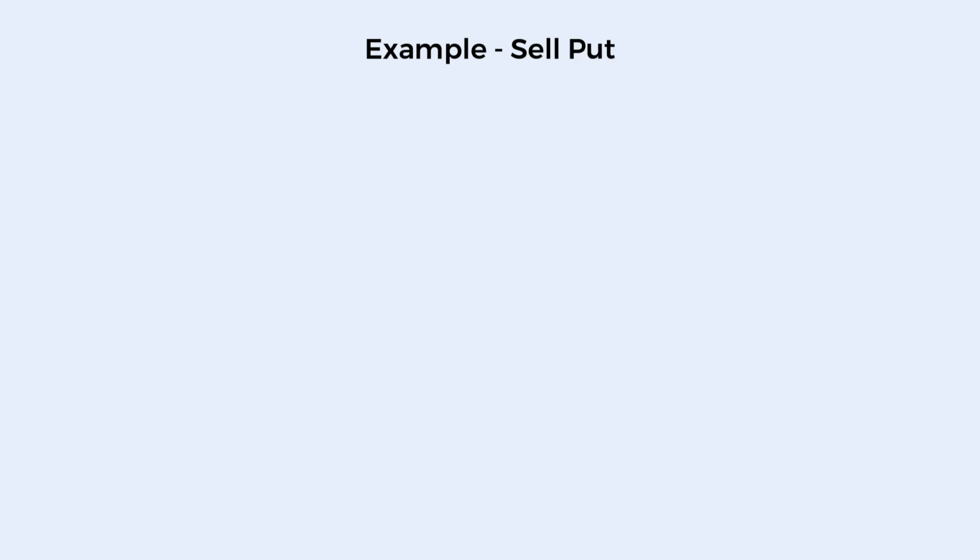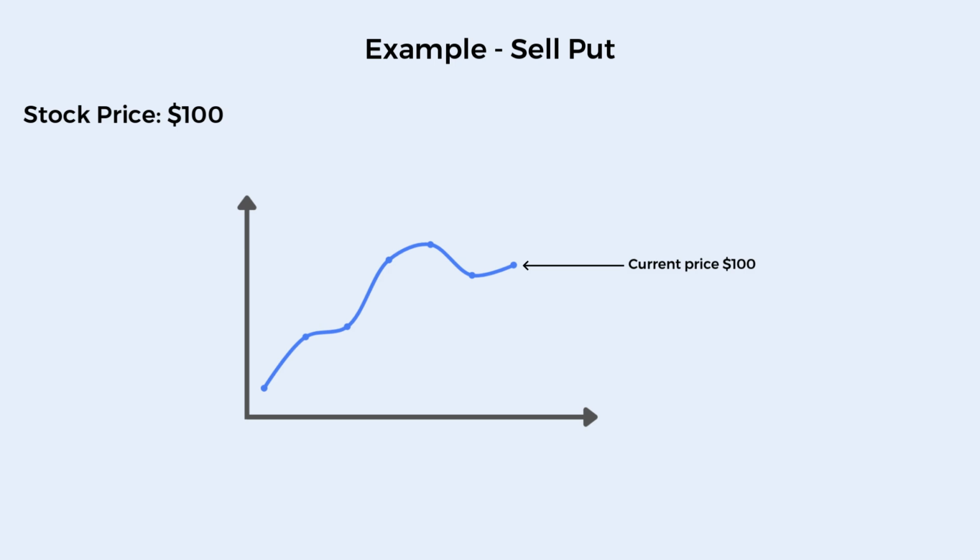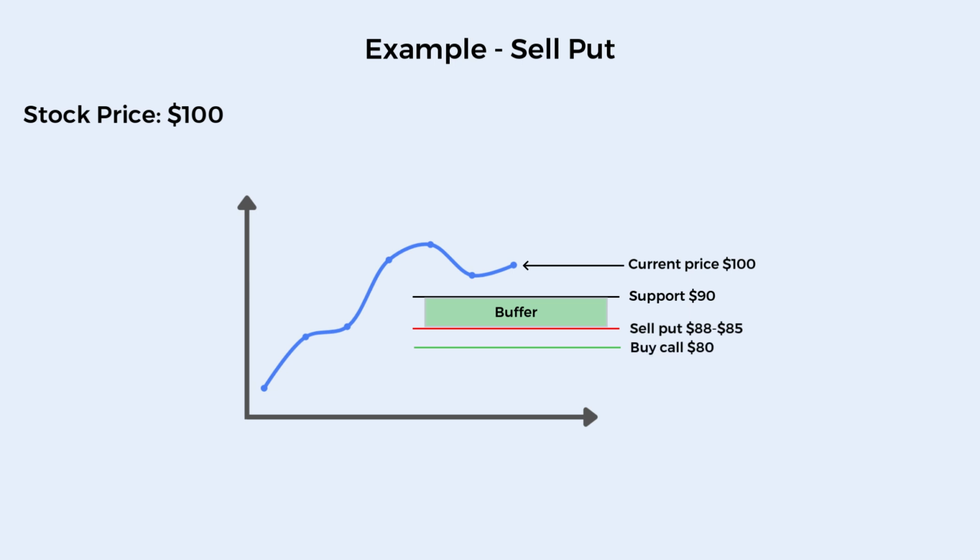Now let's look at the put side. If the same stock has support around 90, you might sell the 88 or 85 put, then buy a lower strike like 80. Now, as long as the stock stays above your level, you're still in control of the trade.